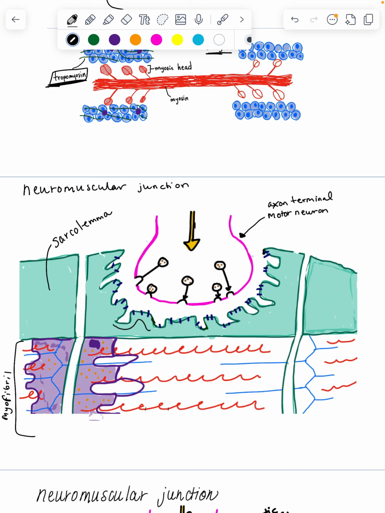Other things in this image is there's this pathway here. That's the T tubule. And that's a transverse tubule. It's just a tube that goes deep within the muscle fibers. So you need like an opening to get things into it.